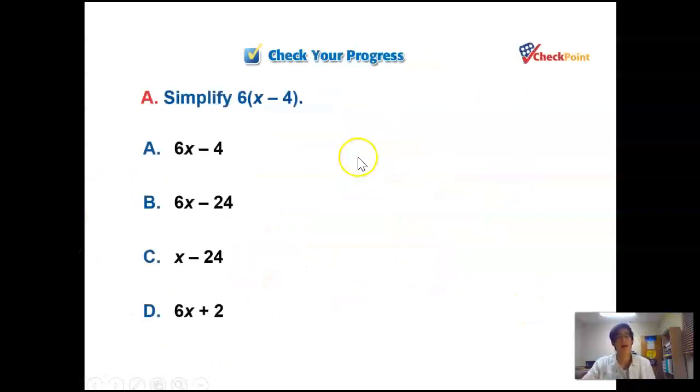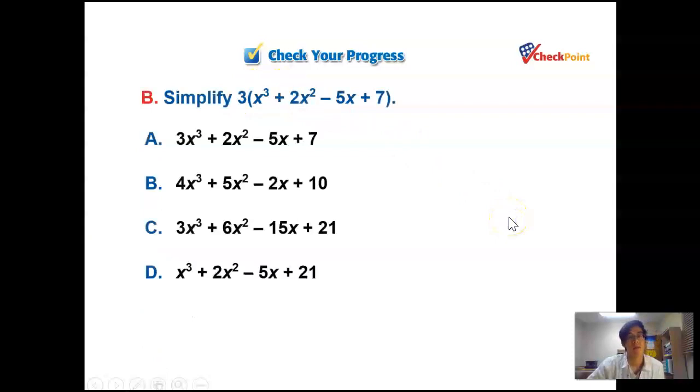Okay. Multiply that factor over each term in parentheses. Go for it.